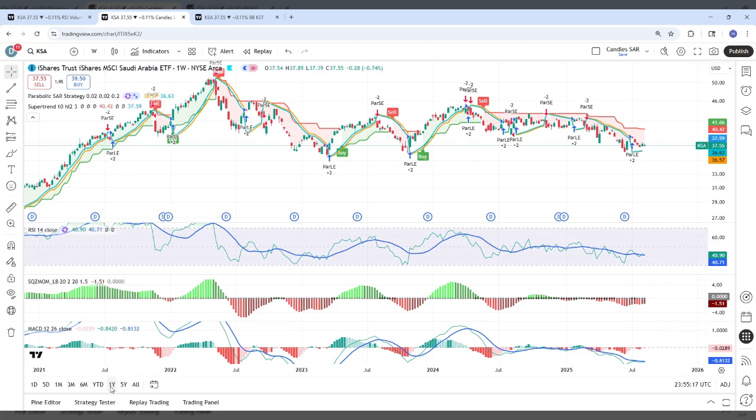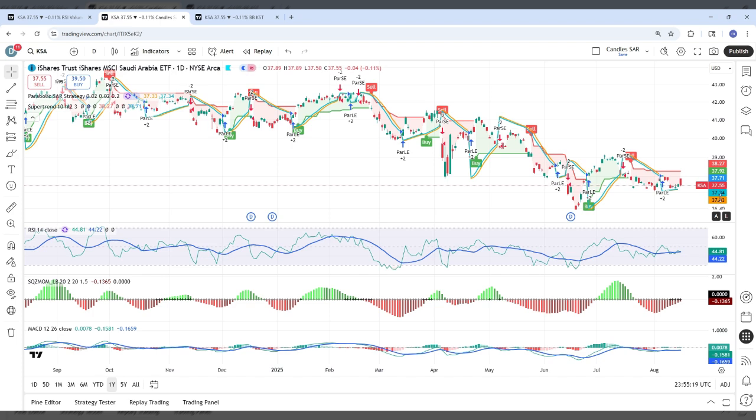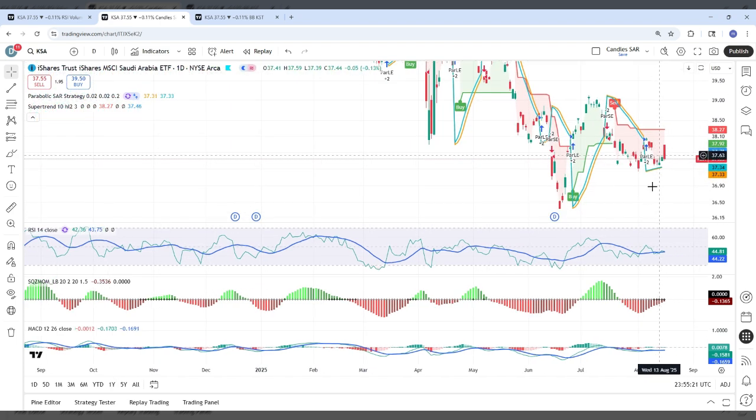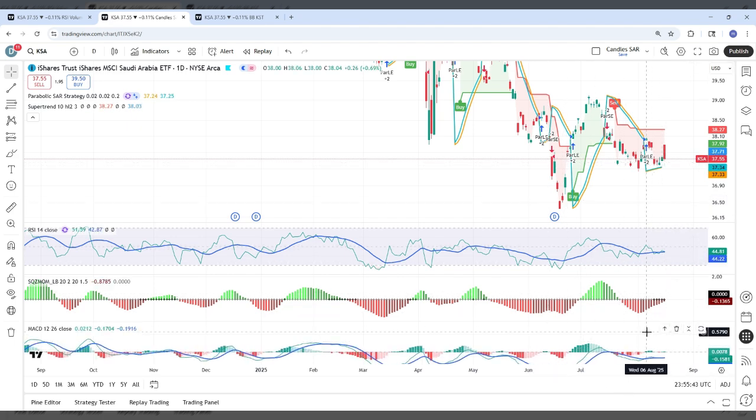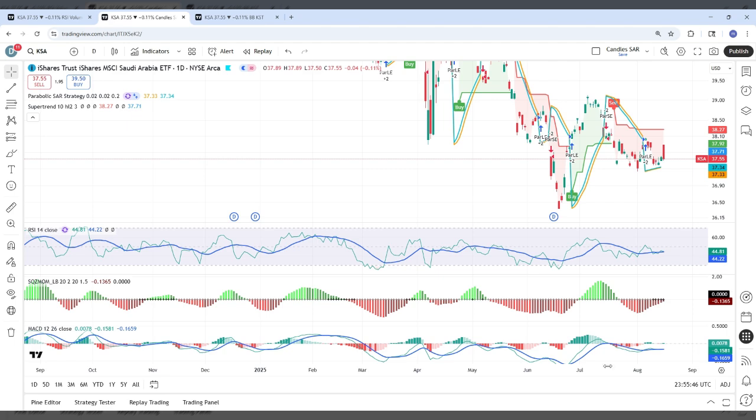If I go to the daily, again, we've got the parabolic SAR buy. Now we've got an upward trend on the RSI. We're getting ready to go into bullish territory on the squeeze momentum. This is a tough candle, but it didn't break down below here. And our MACD has got an upward trend as well.